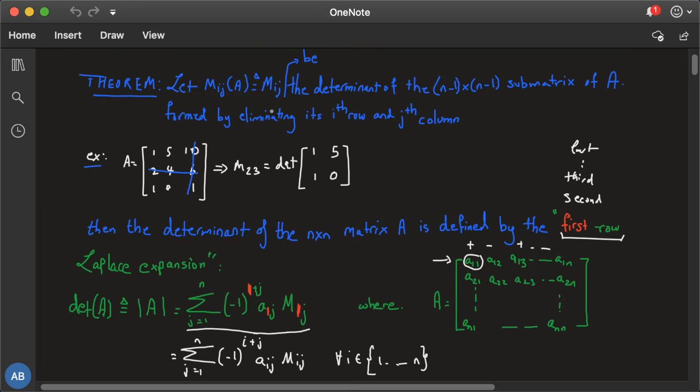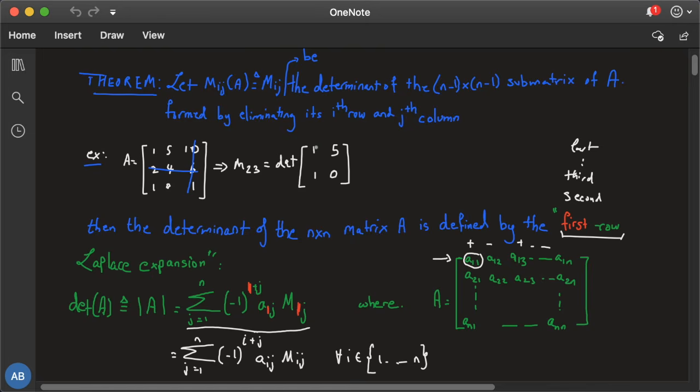Now, expansion by minors is a recursive process, as we saw, and the determinant of any square matrix is just a linear combination of the minors, right? By continuing this process, this formula will lead you to determinants of size 2 by 2, which are easily computed using the cross formula if you want. So here, 1 times 0 minus 1 times 5, right?